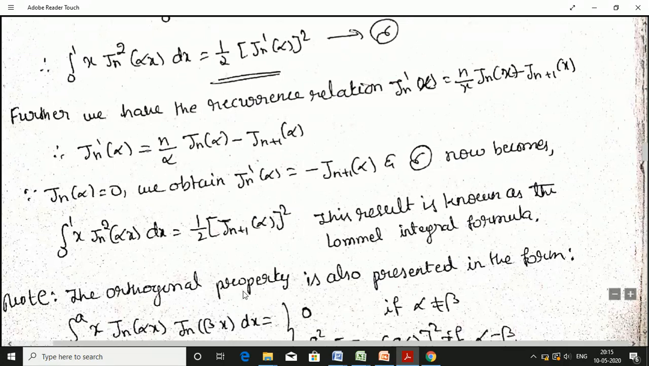In the examination it is not there in your syllabus, only the first part: prove that the integral from 0 to 1 of x·Jn(αx)·Jn(βx) dx is equal to 0 if α is not equal to β. Only this much you have in the examination.